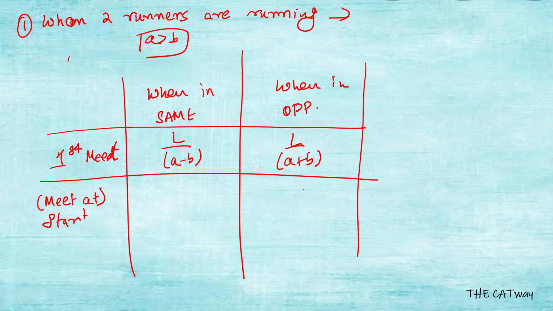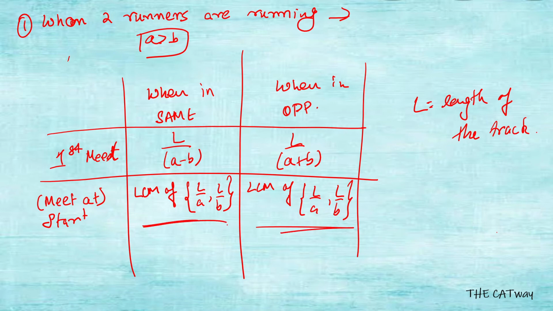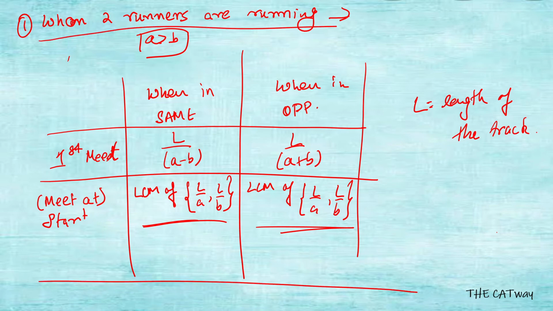When they are traveling in the same direction and we are talking about meet at the start, then what we are going to do is LCM of L by A and L by B. L is the length of the track. The same case will be applied over here, that is, it will be LCM of L by A and L by B. So this will give you the time, and according to that you have to answer whatever has been asked in the question. So this is the first formula, for the case when two runners are running.